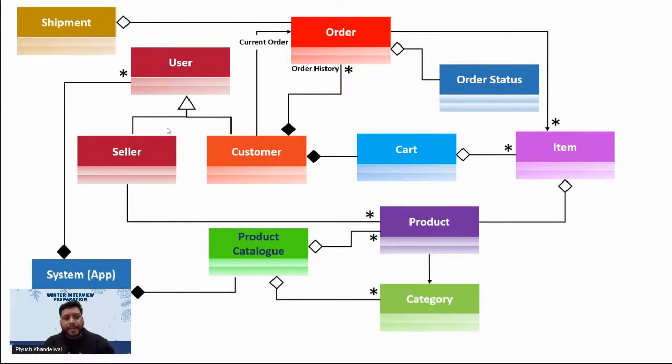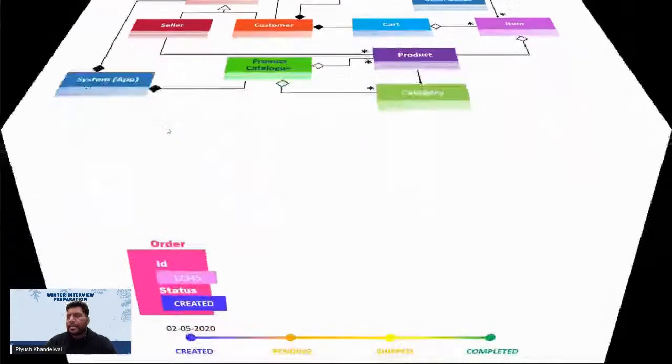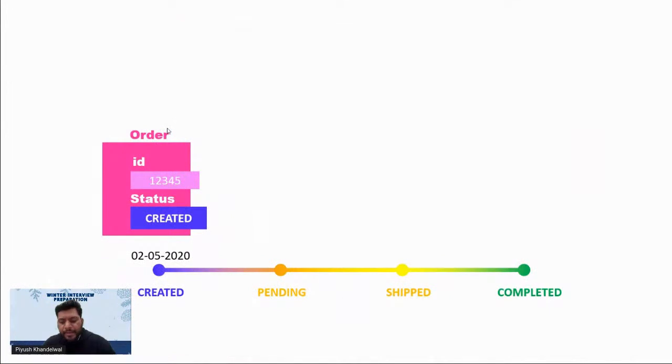we need to understand one thing: when we draw class diagrams there is a scope of refinement. Now how do we do those refinements? Let's see this. What we have done is: order has order status, so we are maintaining the status of the order. Now this is the order, it contains the order ID and the status of this order.